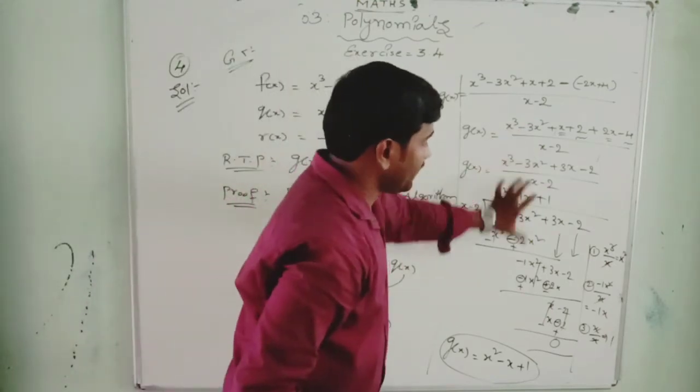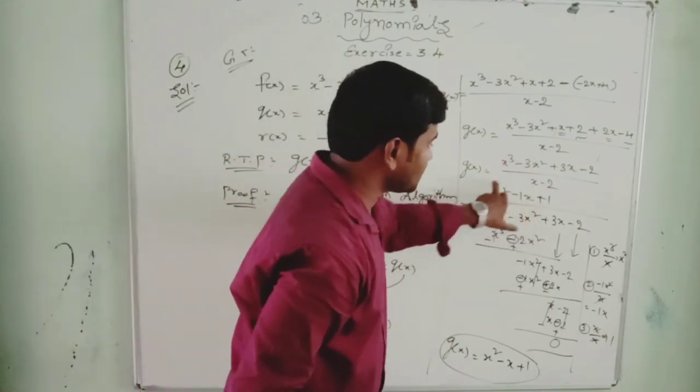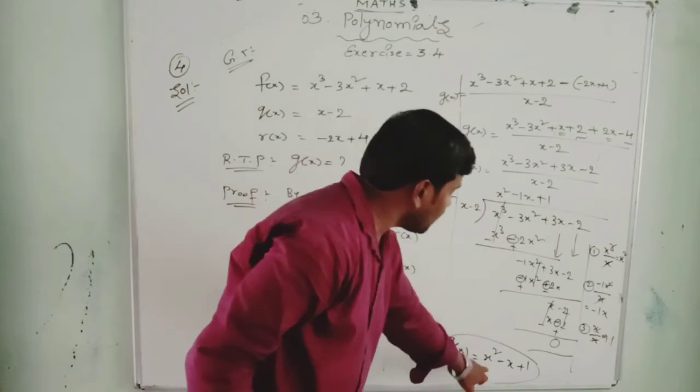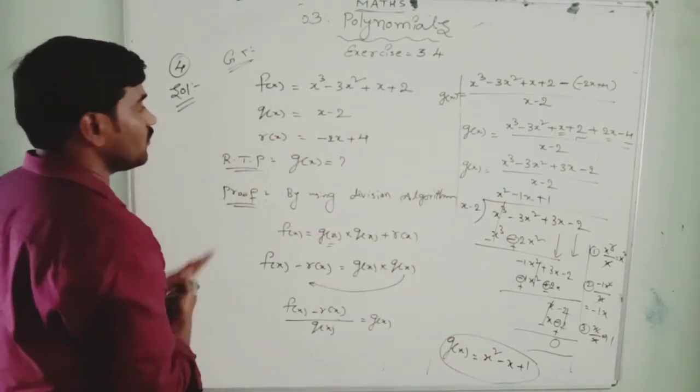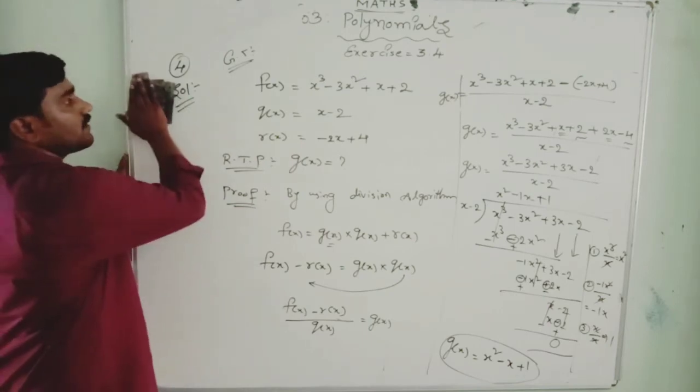This we divided by the division method, so we got the quotient as the answer. That is what g of x is here. Never get confused. Please take a screenshot if you want to write this clearly.